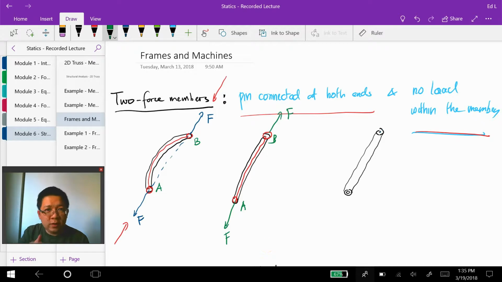Okay, so it's similar to the truss, right? And since it's similar to the truss, we have learned that this F doesn't necessarily always go away from the member, it can also go into the member. So there can be a case where this F is going into the member, such that in here we have a compression truss or compression member.